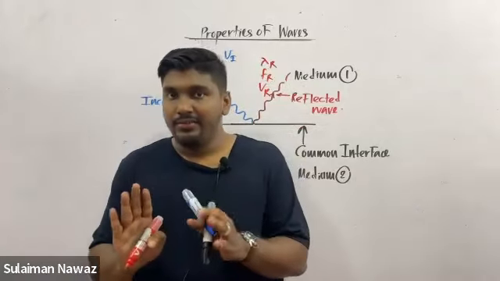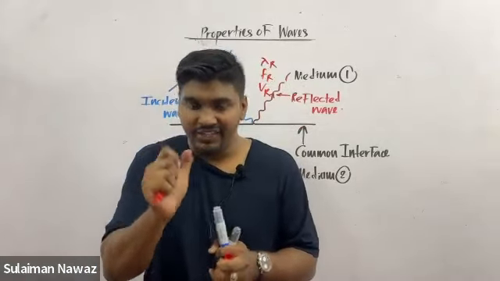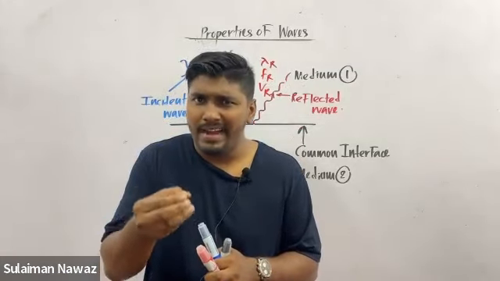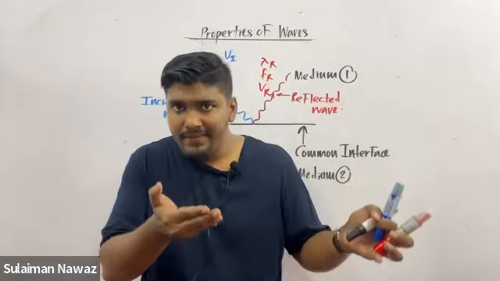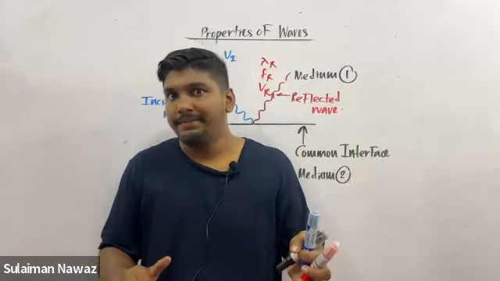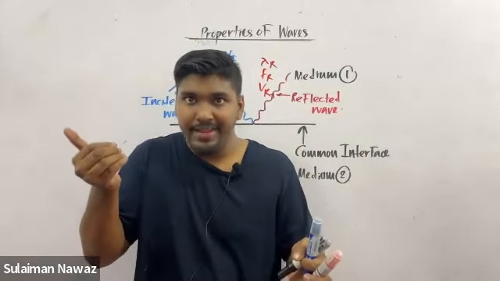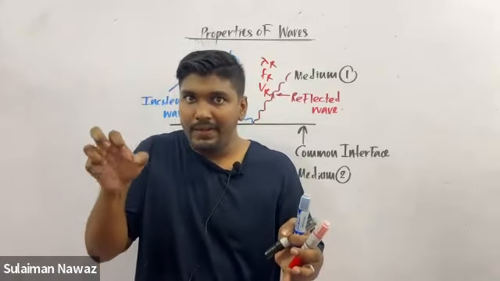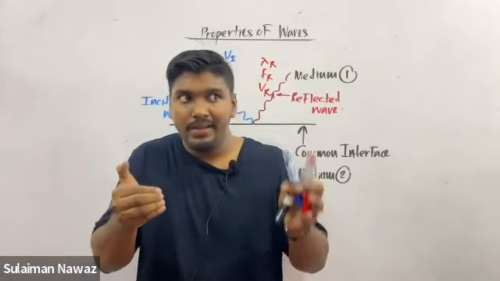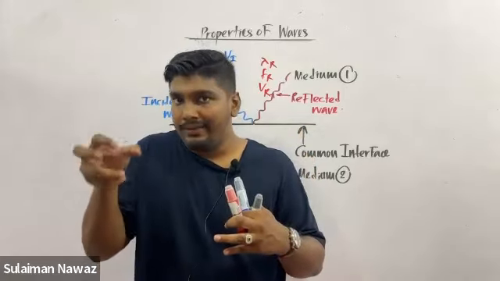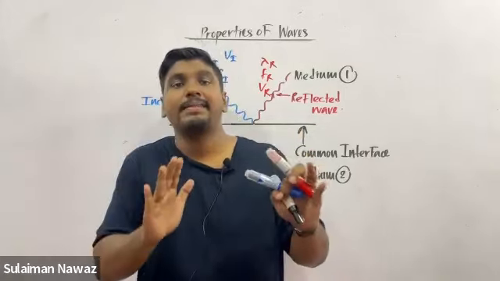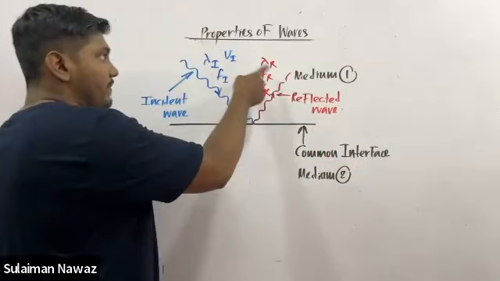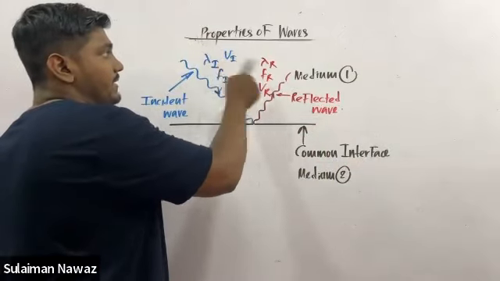If there's a reflection, very important, there is no difference in frequencies, wavelengths, and velocities of the incident wave and the reflected wave. The velocity of the incident wave is the same as the velocity of the reflected wave. The frequency of the incident wave is the same as the frequency of the reflected wave. The wavelength of the incident wave is the same as that of the reflected wave. Both of them have the same lambda, same V, same F.